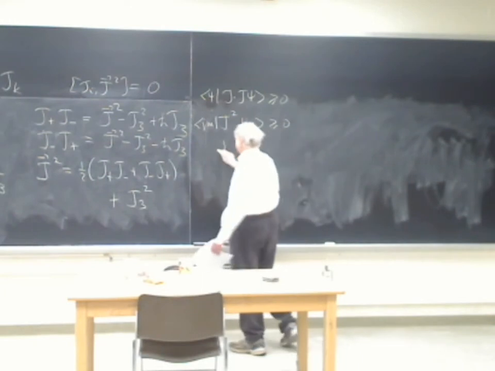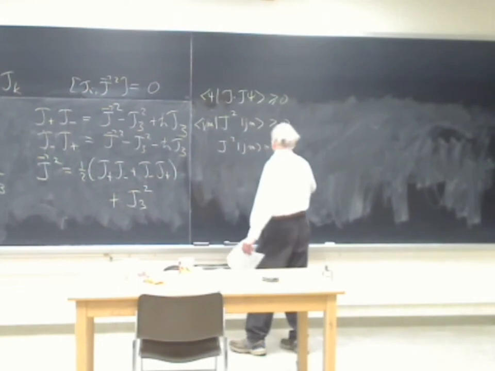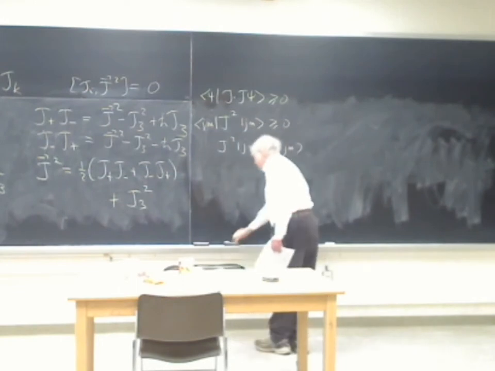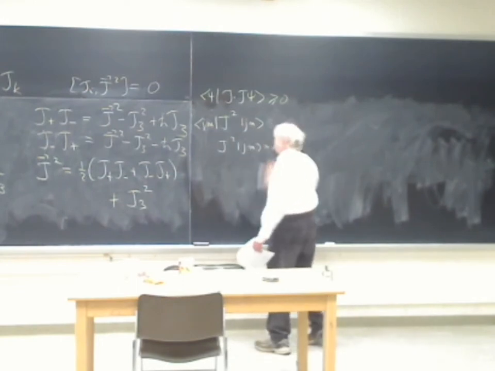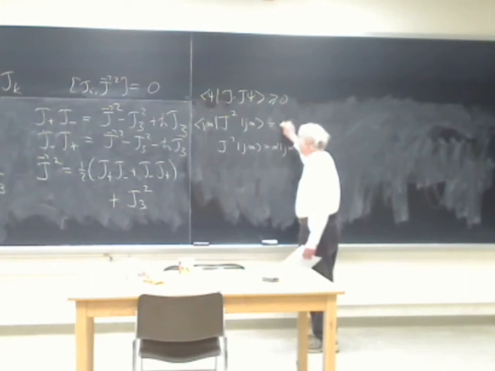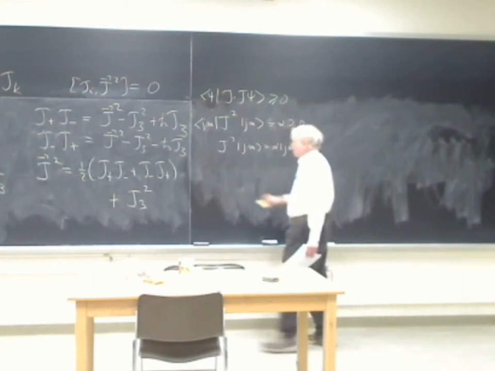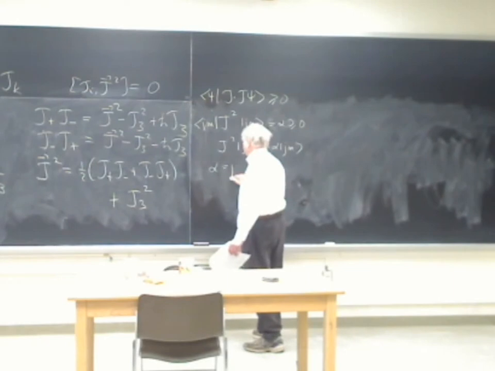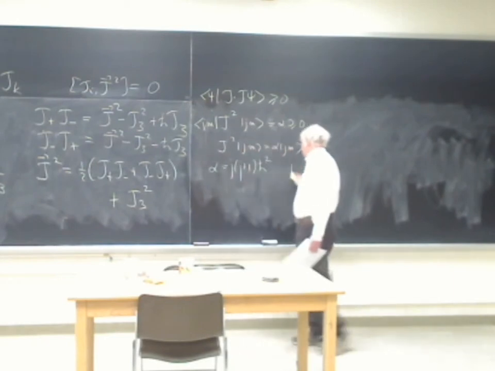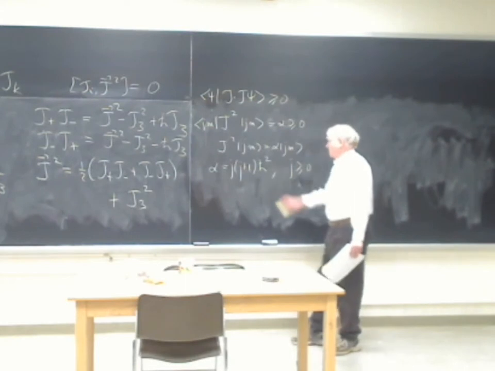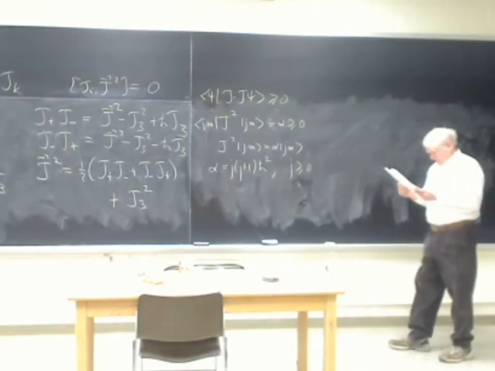And so if in particular J squared on Jm is equal to alpha Jm, then this is equal to alpha, which is greater than or equal to zero. We decided to set alpha equal to j(j+1) h bar squared, with j greater than or equal to zero. And that's the way we proceeded.